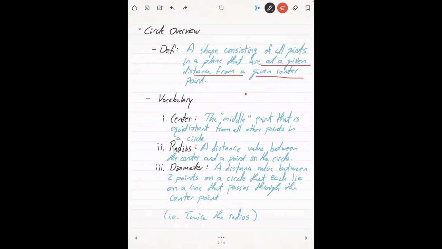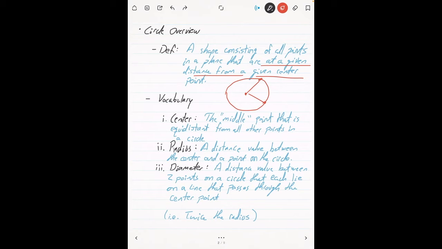Let me try that again. There is a shape where the distance between the center and any point on the circle is the same no matter what point you pick. It's always the same distance, okay? So that's the idea of what it means to be a circle.